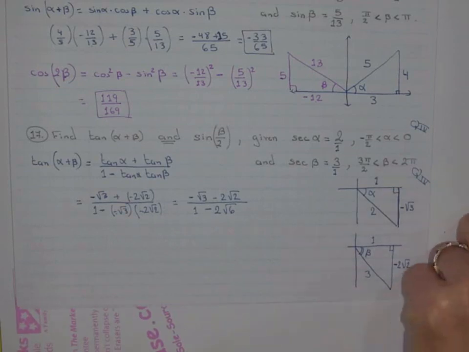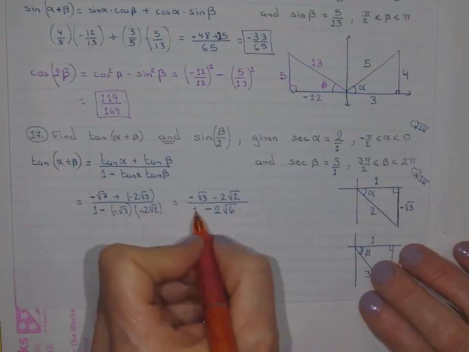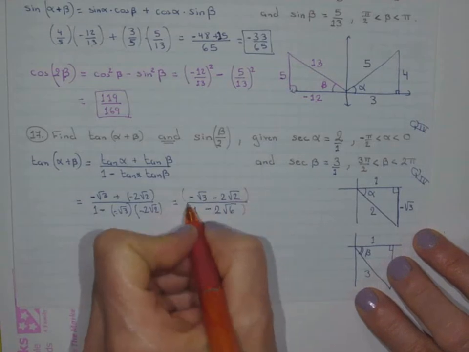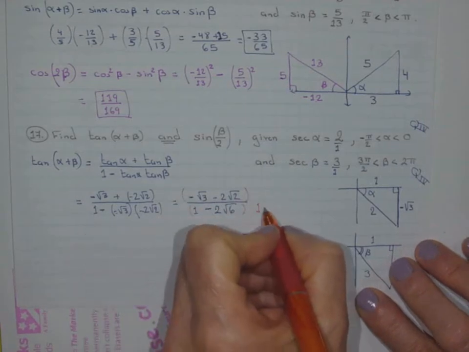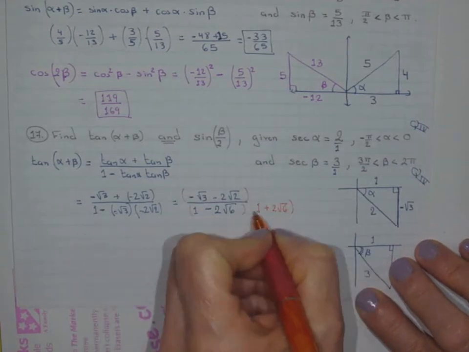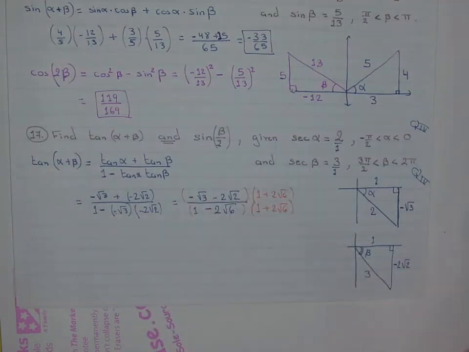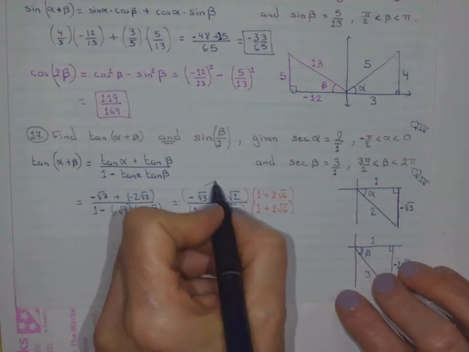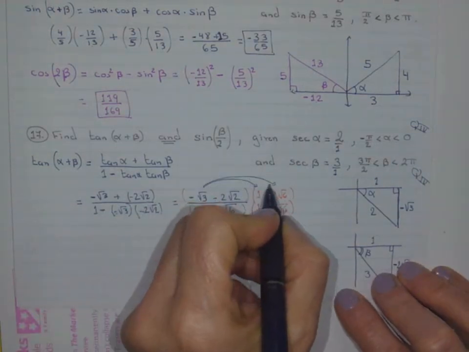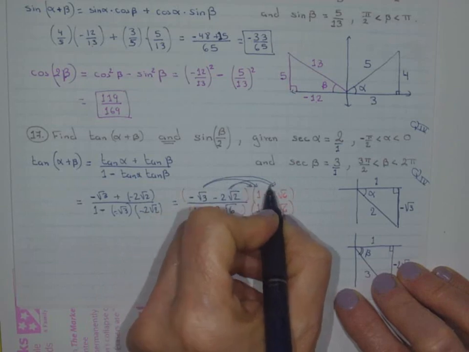Now we have to rationalize the denominator, meaning we're going to multiply by the conjugate of the denominator, which will be 1 plus 2 square root of 6. There we go. And so you know the drill, right? We're just going to distribute, distribute, distribute, distribute.